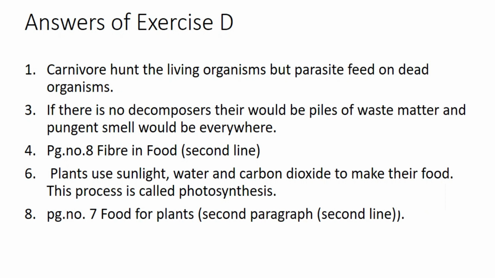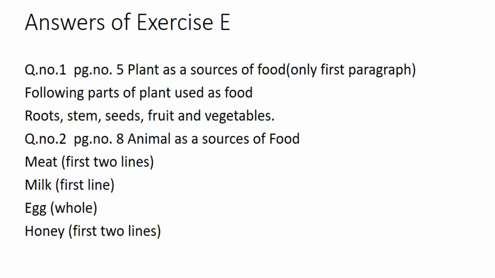Now, last one, question number 8 from exercise D is, what is germination? The answer to that question is on page number 7 under the heading food for plants, and you will see in the second paragraph, in the second line, the answer is given. The growth of a baby plant from a seed is called germination. Then your exercise E. From exercise E, again, we are going to do the first 4 questions: question number 1, 2, 3, and 4.